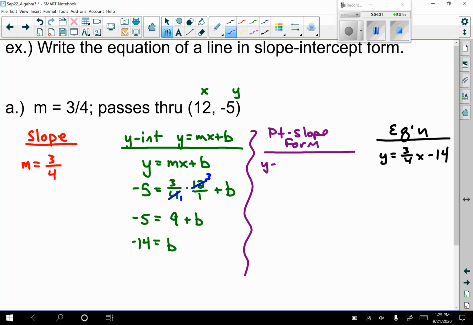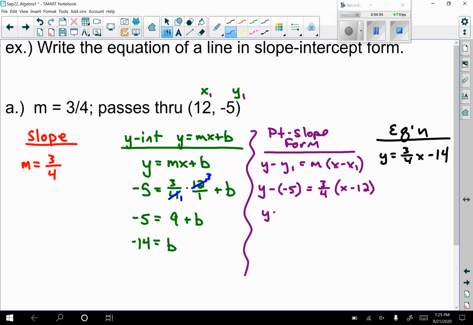So if I start with y minus y1 equals m times the quantity x minus x1, the first y stays a y. My y1, again, is this -5. Same thing that's up here. So I get y minus a -5. We just have to be careful when we subtract a negative. Equals our slope, which is 3/4, times the quantity x minus x1, which is x minus 12.